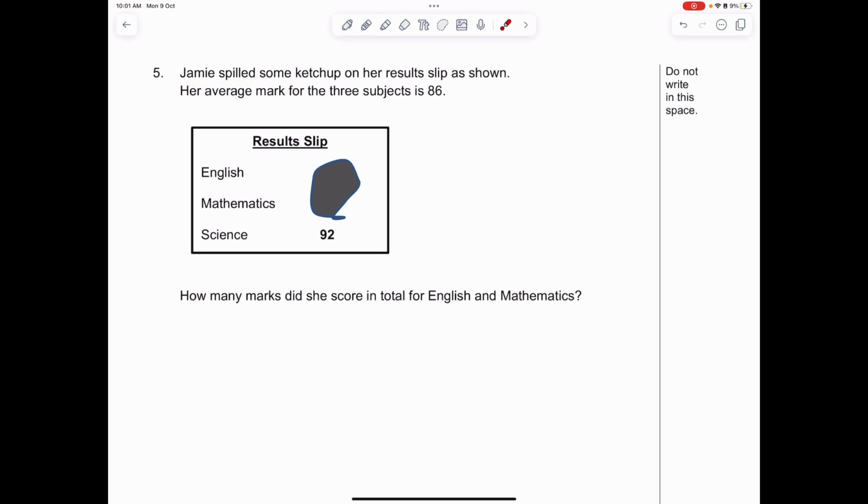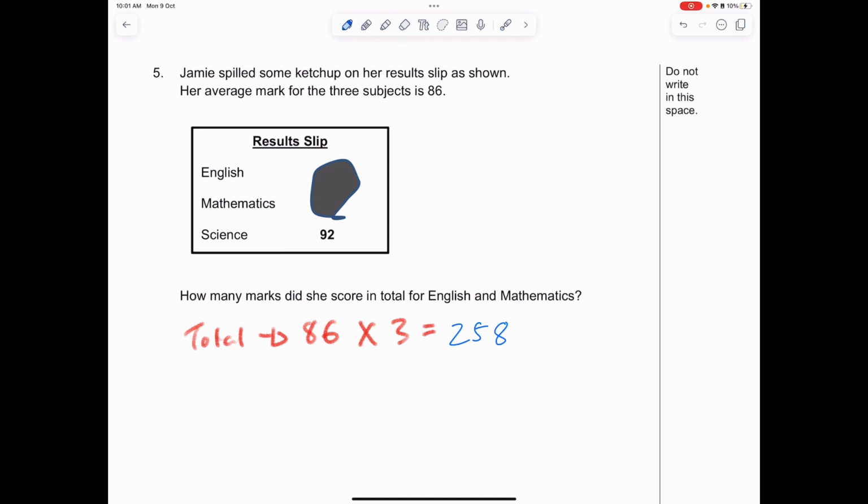Jamie spilled some ketchup on her results slip as shown. Her average mark for the 3 subjects is 86. How many marks did she score in total for English and mathematics? Okay, so basically for this, the first thing you need to know is you want to find out what is the total. So to find out total, it would be 86 times 3. Why times 3? Because the average is 86 and there are 3 subjects. So therefore your answer would be 258.